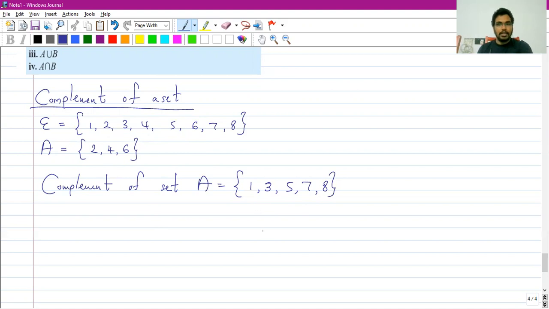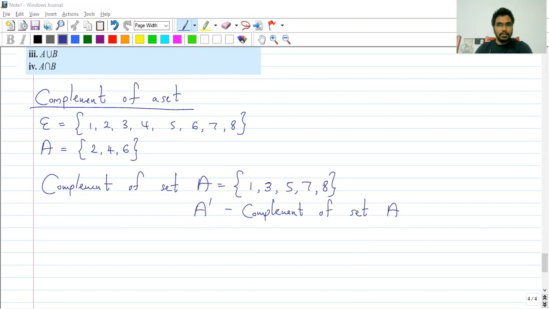So the complement of A is denoted by this sign. It is denoted by A dash. So this is the complement of set A. This is how we denote it using these signs. So now, shall we do a few examples to understand this well? Yes, shall we move to example number 1?